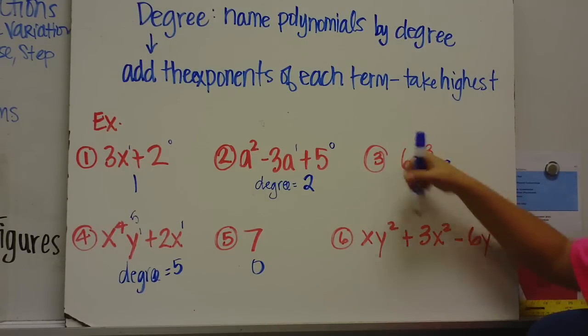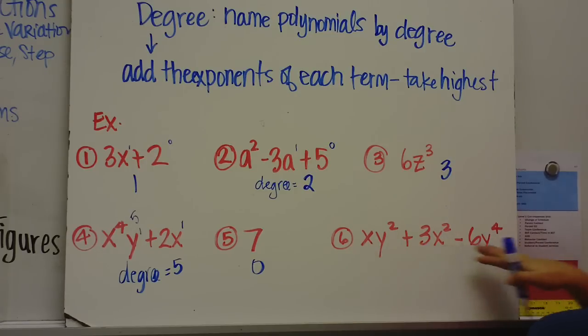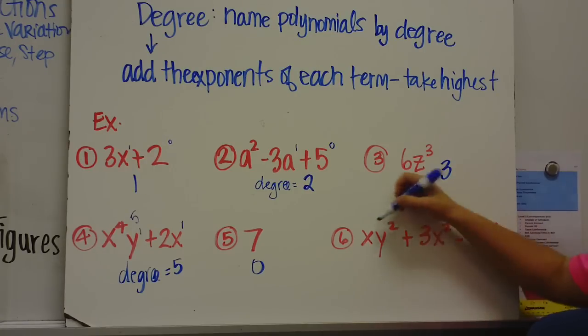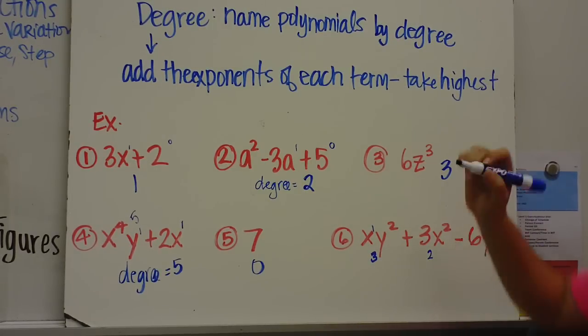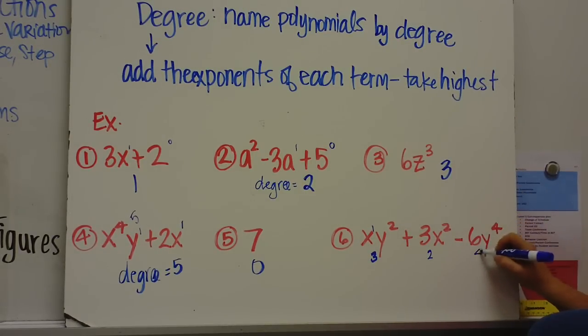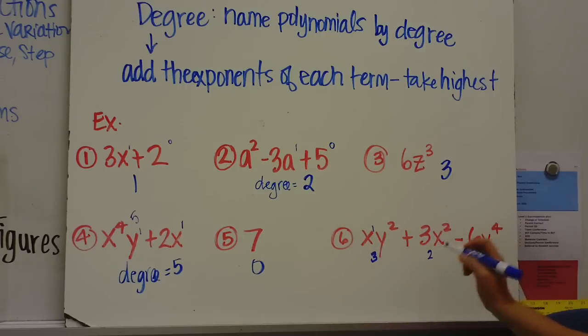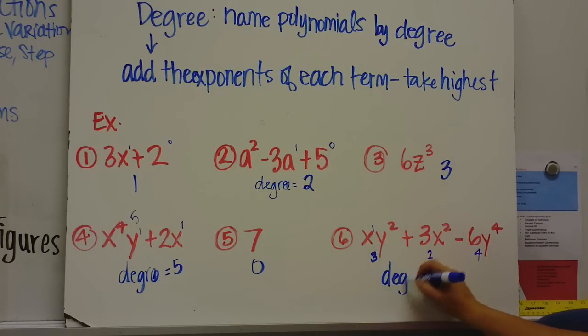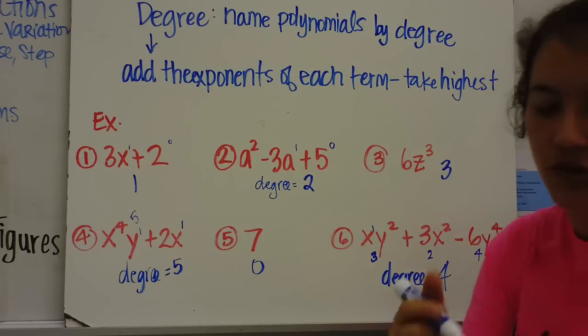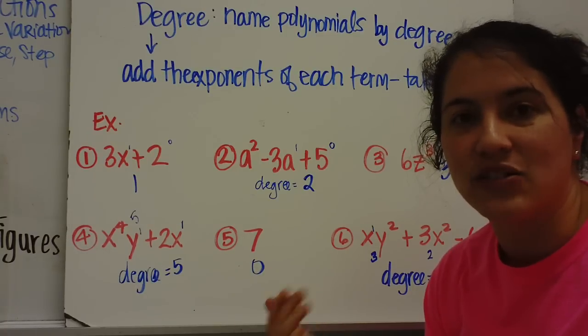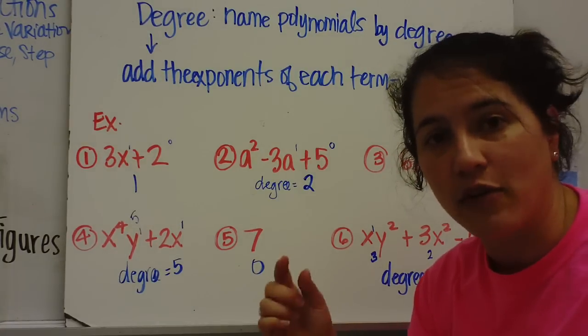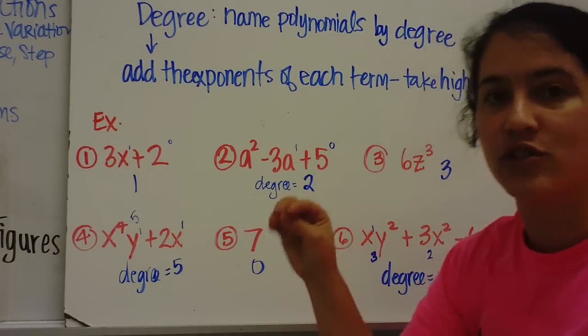And then for number 6, we have a trinomial. 1, 2, 3 terms is a trinomial. Right here we have a degree of 3, right here we have a degree of 2, and here we have a degree of 4. So for this trinomial, we always take the highest, so the degree would be 4, because that's the highest degree. So we name a polynomial by its degree, and that is the sum of the exponents for each term.